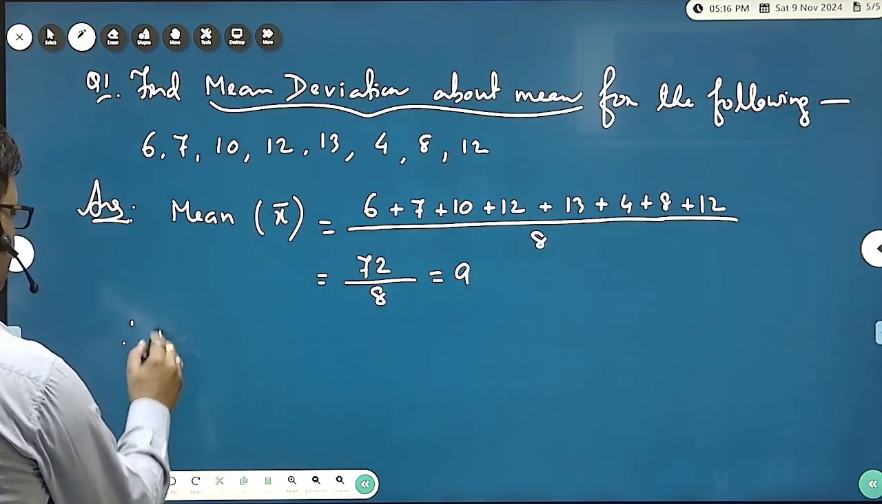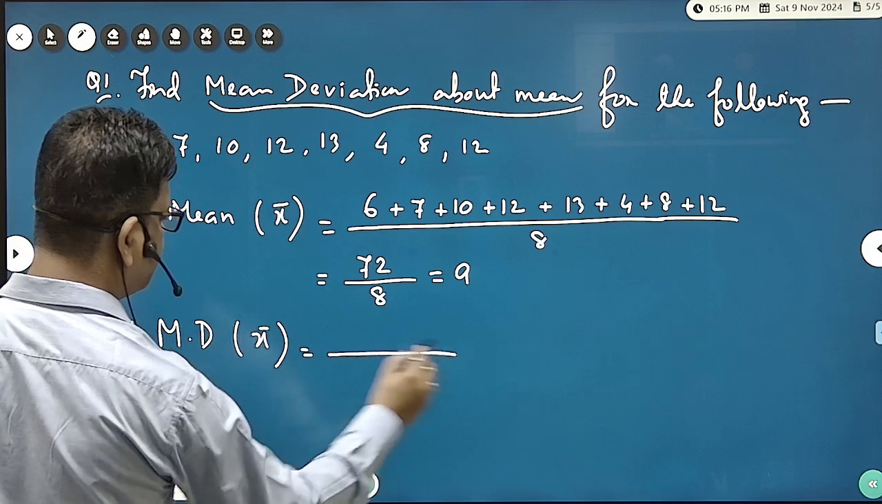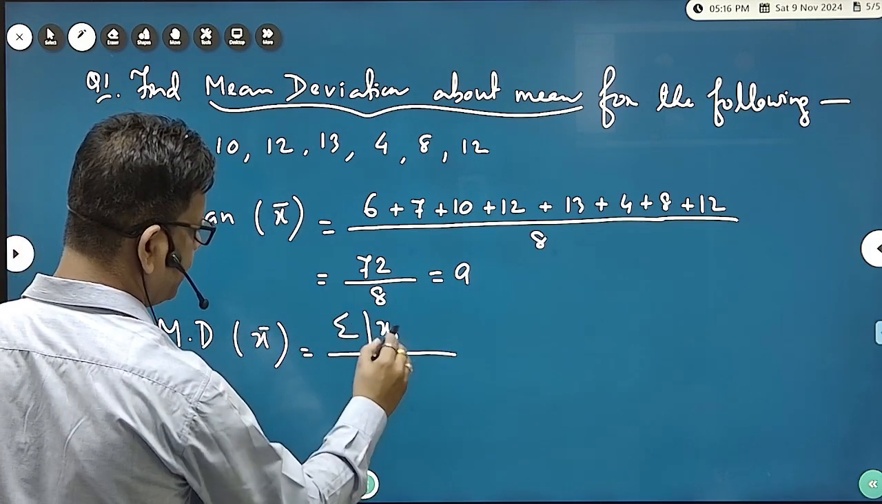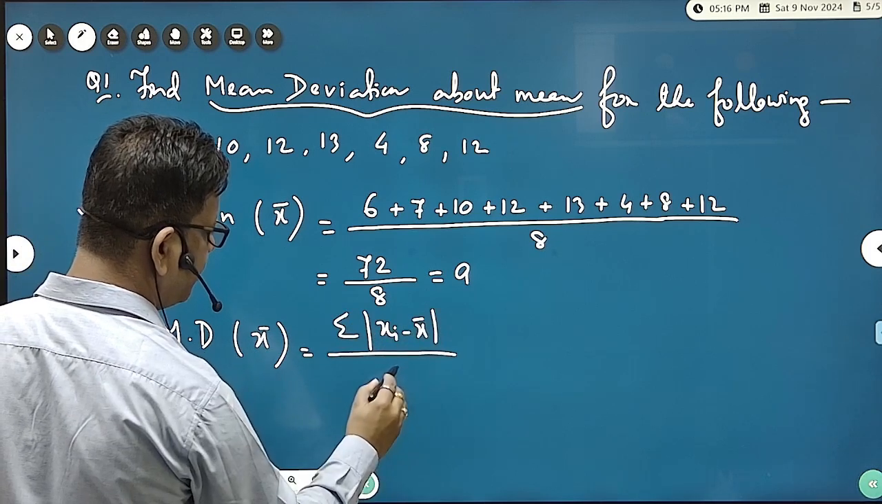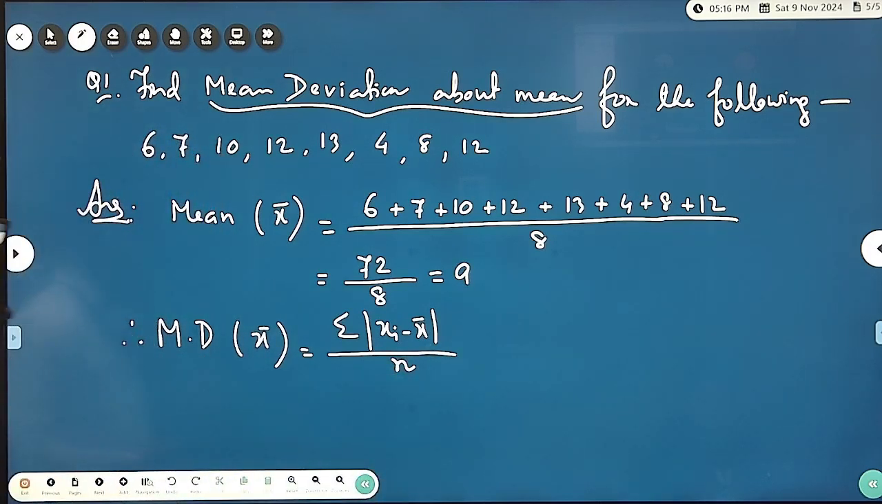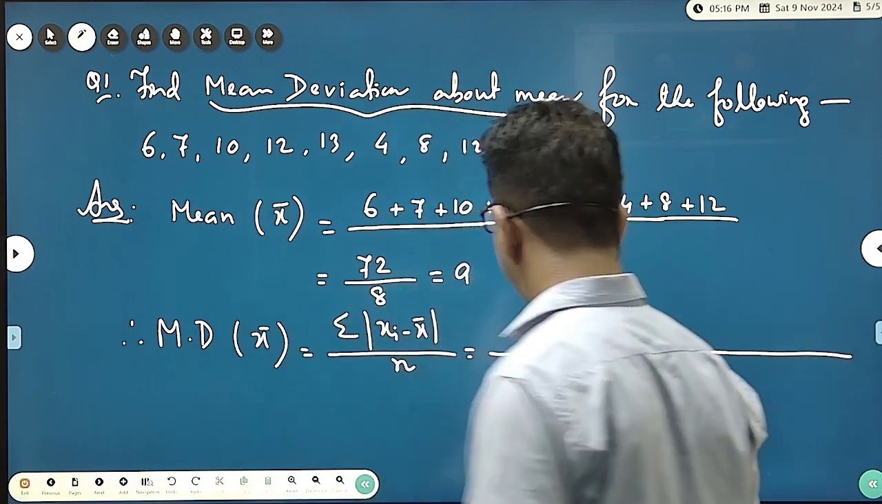Therefore, write it MD. MD means mean deviation about mean. Let me write the formula just for your understanding: summation of |xi minus x bar| divided by n. This is the formula. Okay. Now see how it works. If you don't understand, let me know.